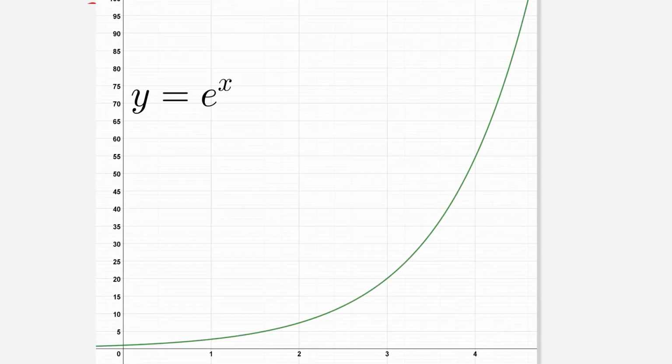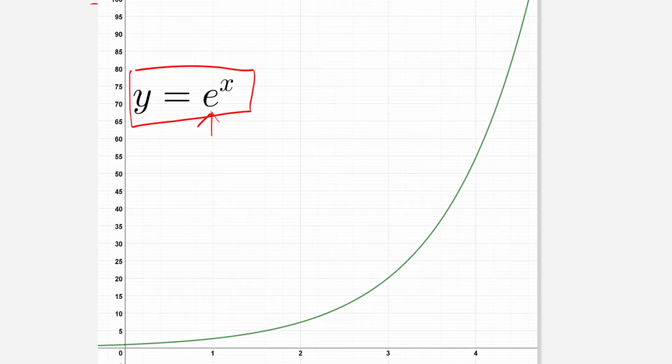Now, the one that we're most interested in for this video is a particular exponential function, y equals e to the power of x. So my base that I'm interested in is the base e. We've looked at the base 2, we've looked at the base 3, we've looked at the base 10, but what I'm really interested in is this base e.